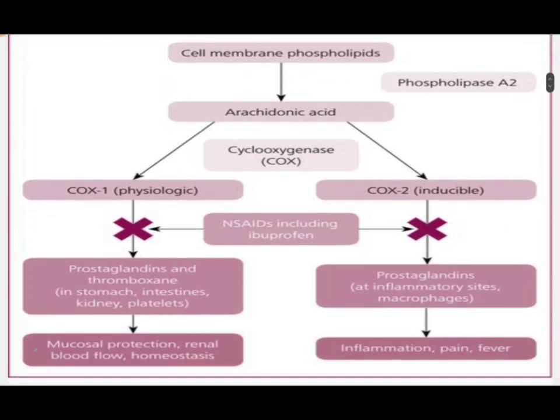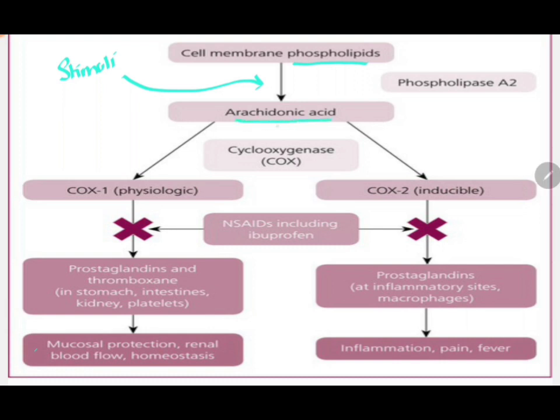Now, to understand the enzyme, we'll start from the basics. We all know that our cells have cell membranes, and these cell membranes are composed of chemical compounds known as phospholipids. So, any injurious stimuli, it could be any toxin from bacteria or virus or any tissue injury, causes the release of arachidonic acid from the cell membrane phospholipids.